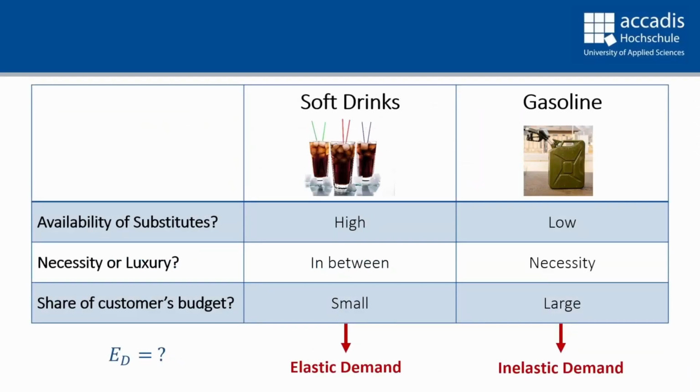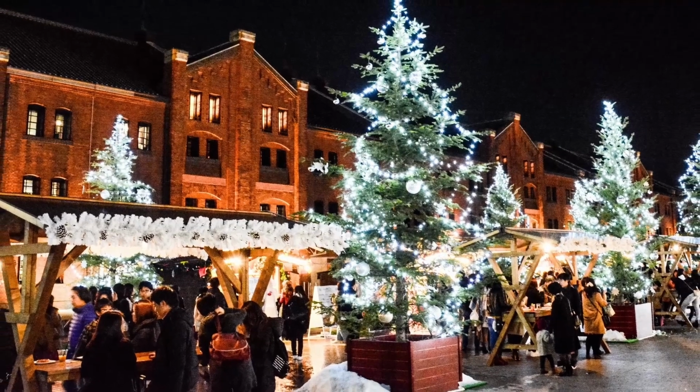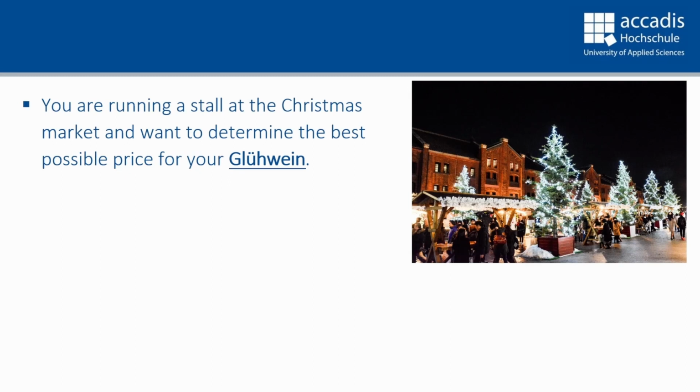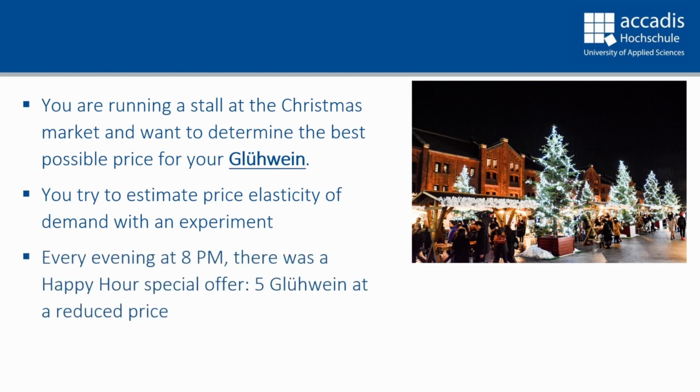In order to understand how, let's turn to a simple example. Imagine you're running a stall at the Christmas market and you want to determine the best possible price for your Glühwein. It would certainly be highly interesting to know the price elasticity of demand so that you can find the highest possible price that will not scare away too many customers. So what you want to do is estimate a demand curve. To obtain the necessary data for this, let's say you conducted a small experiment with your Glühwein stall. Every evening at 8 p.m. there was a happy hour special offer, 5 Glühwein at a reduced price.